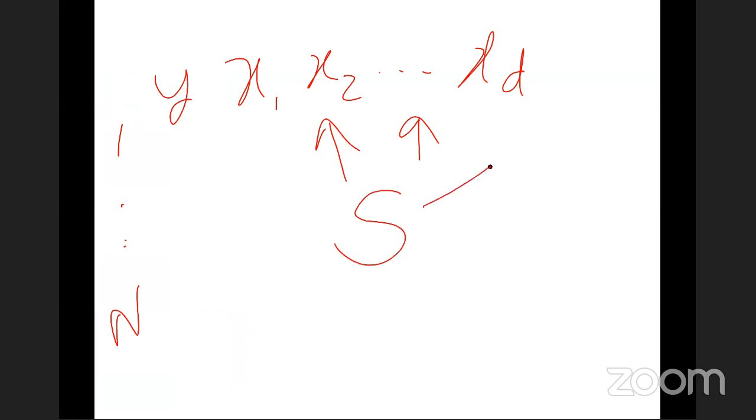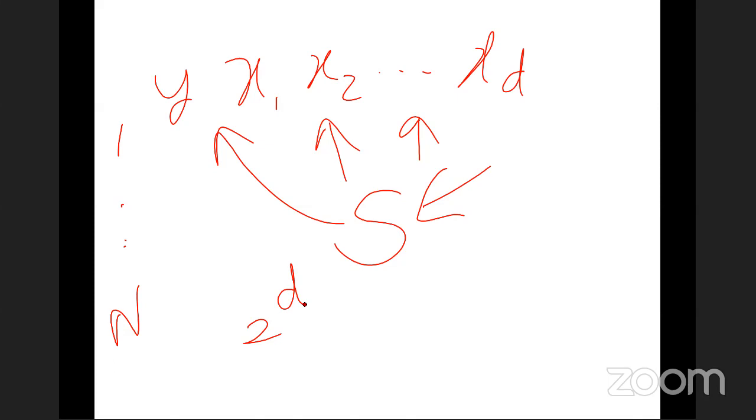So I want to see what is this subset S that will give me the best way to predict Y. So this subset S is what I'm interested in. And so how many subsets can I have? I can have 2 to the power D subsets, right? Any feature is either in the subset or it is not in the subset. So I have 2 to the power D total possible subsets.